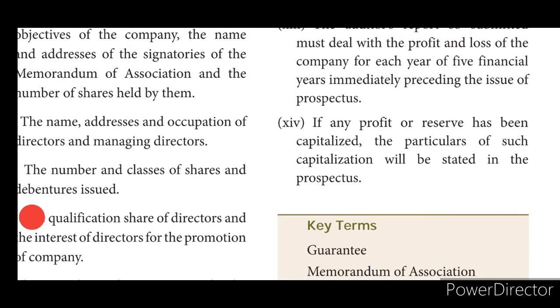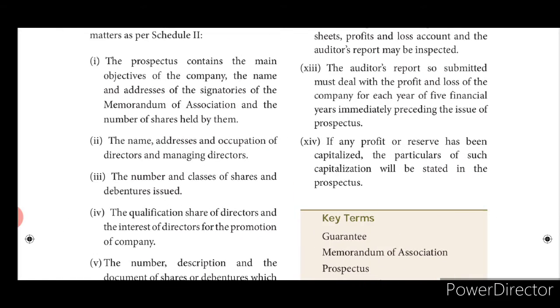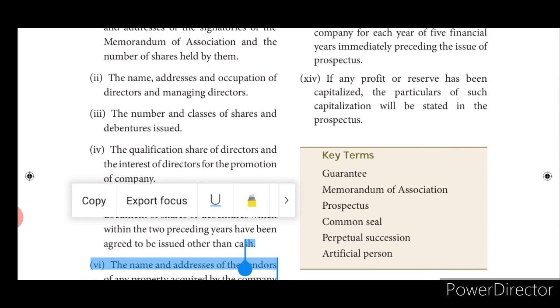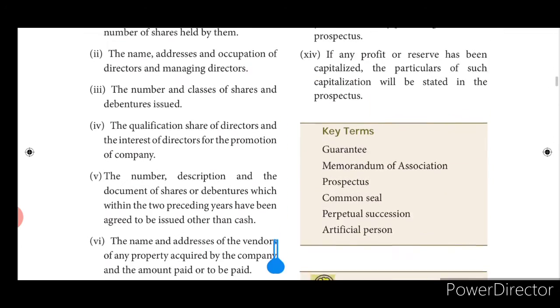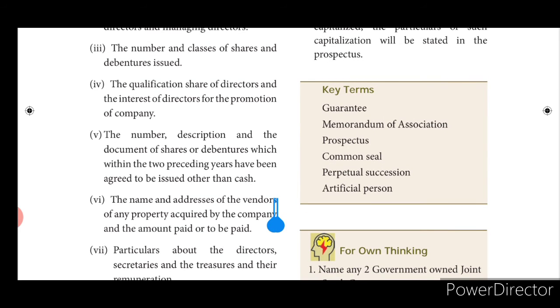So, if any profit or reserve has been capitalized, the particulars of such capitalization will be stated in the prospectus. See, can you see all the contents in a prospectus? The first one, the objectives must be there, and it should be signed also by the shareholders in the MOA. Then the name, address and occupation should be there. Then the third point is the number and class of shares, how many shares you have. For debenture shares, that must be mentioned. The qualification shares of directors means how many shares they must hold to become a director, that must be mentioned. And then the interest for the directors, that also should be there.